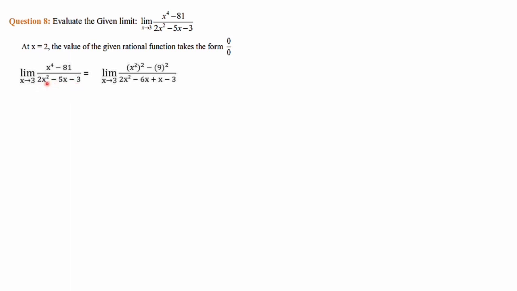So 2x square minus 5x minus 3, here product is minus 6, sum is minus 5. There are two numbers, that is minus 6 and 1. Minus 6 plus 1 is minus 5, minus 6 into 1 is minus 6. So we have to split this minus 5x by using these two numbers, minus 6x plus x.